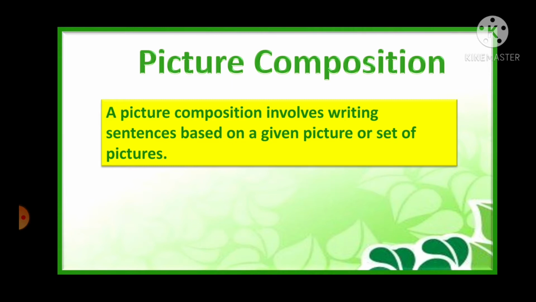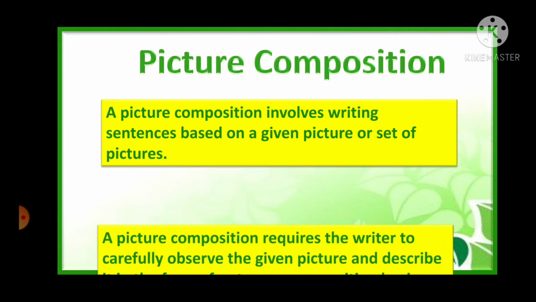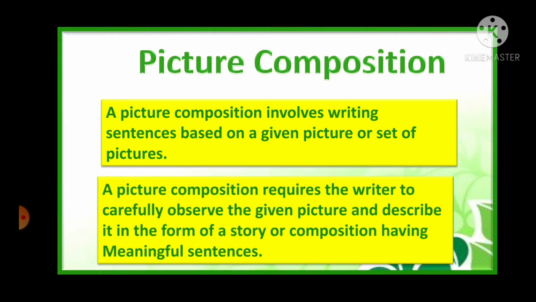So, it involves writing sentences related to the given picture, or they may also give you a set of pictures. A picture composition requires the writer to carefully observe the given picture and describe it in the form of a story or composition having meaningful sentences, right? So you need to observe the picture very carefully and describe it in the form of a story or a composition by using meaningful sentences.